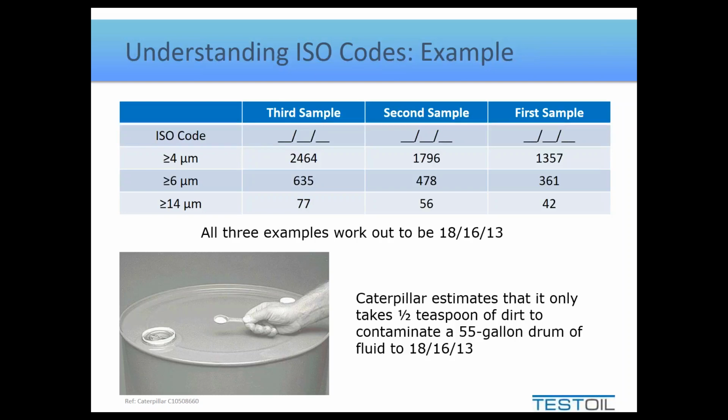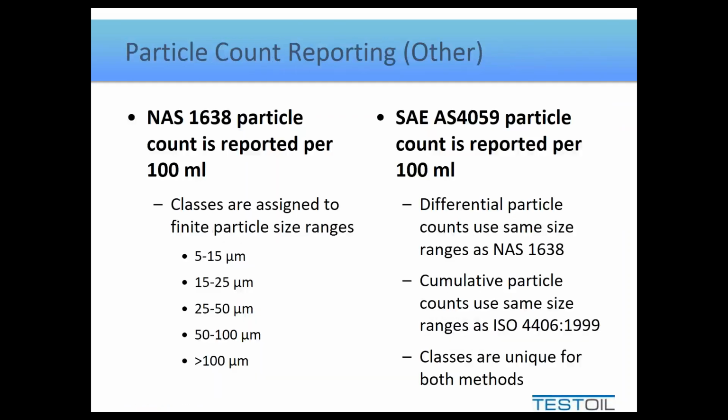So hopefully that helps put the ISO coding into a little bit better perspective in terms of where do the codes come from, what do the ranges mean, and sort of relatively how do you interpret one code from the next. Now saying this is ISO coding. ISO is but one method of reporting a particle count. There are in fact 2 other commonly used types of coding systems.